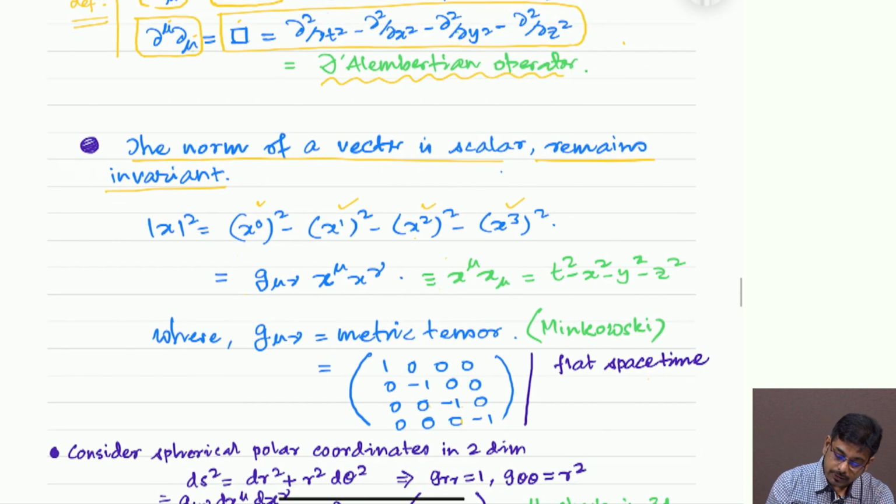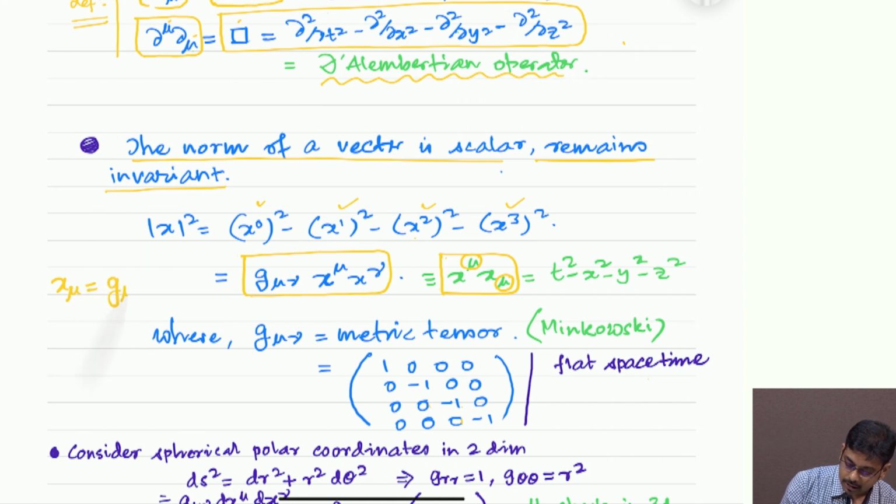Importantly, this can also be defined in terms of a metric tensor, g mu nu x mu x nu. Or you can say that mod of x square is something like x contravariant mu, x covariant mu, where these mu indices are repeated and summed over. Now, this x mu is obtained by this operation: x covariant mu is obtained by g mu nu x nu.